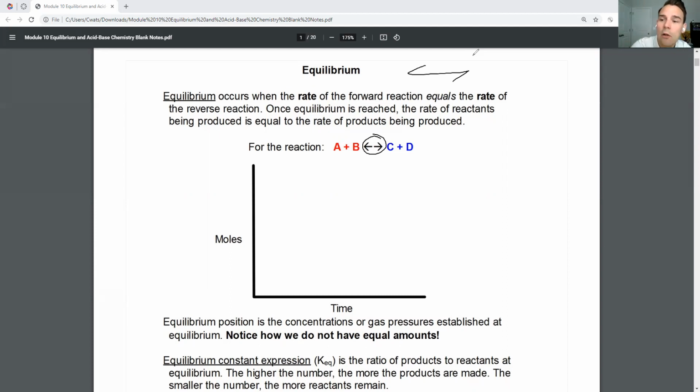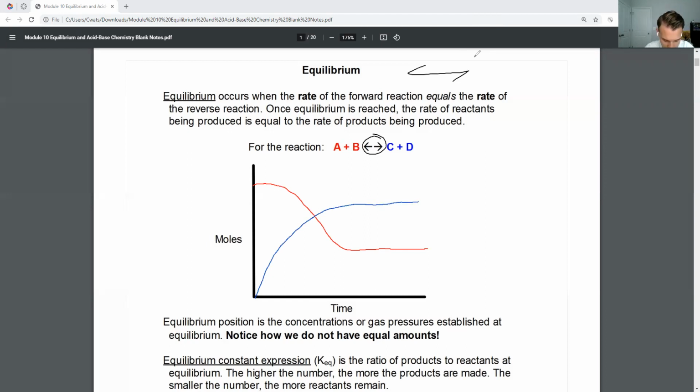So what does that look like in a graph? So red will be the reactants, and I'm going to start with reactants, and then over time, the amount of reactants will decrease and then flatten out because it becomes constant. Now the blue would be products. Products, I'll start with none, obviously. And those are going to increase until eventually they will also flatten.